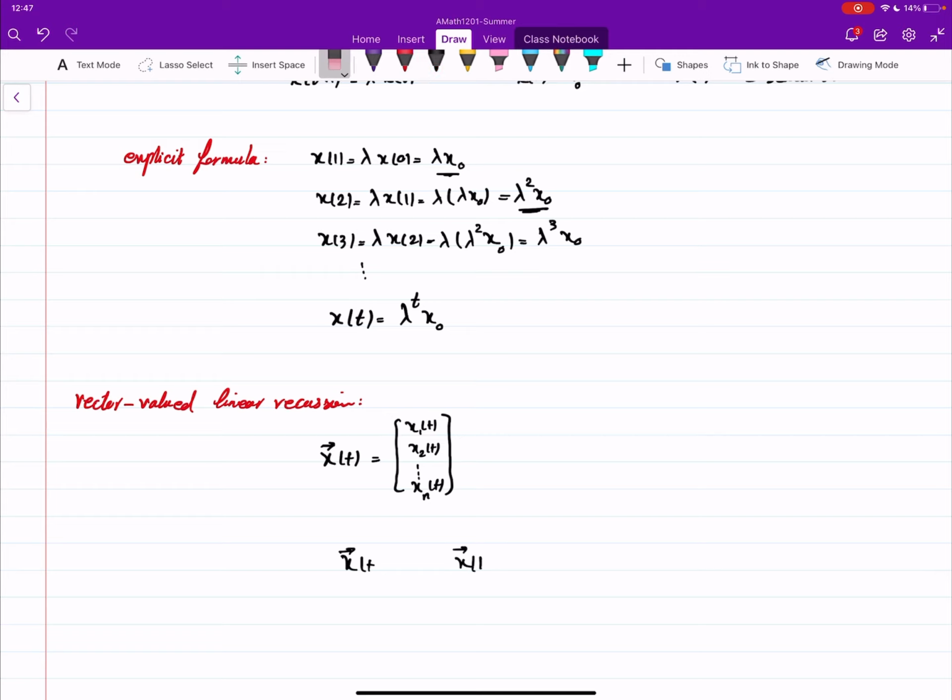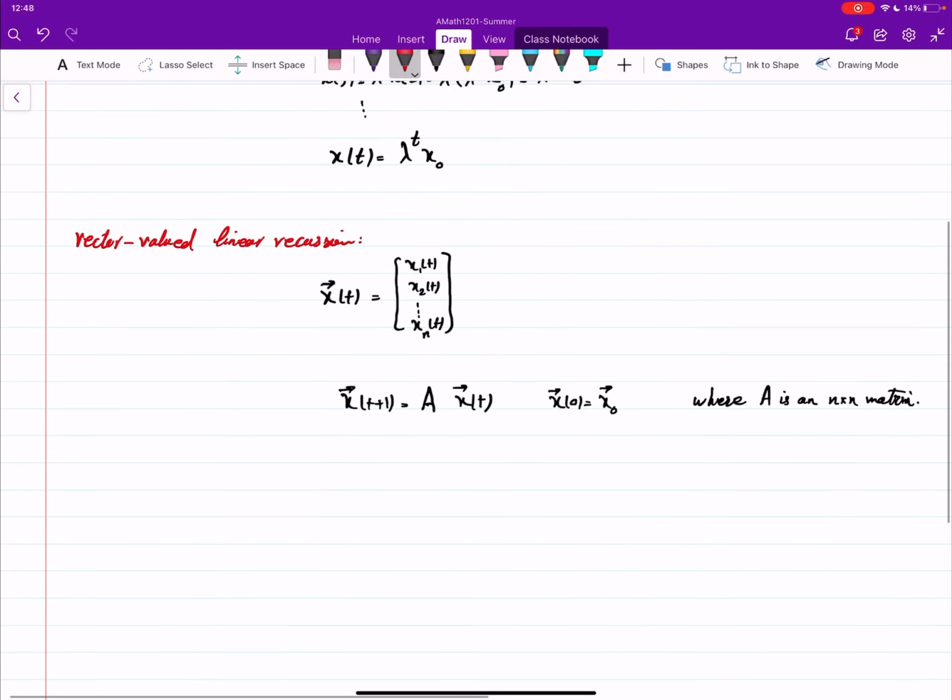So x at t plus 1 is equal to a multiple of x at t. But that multiple doesn't need to be a scalar. It can be a matrix. So my general vector valued linear recursion would be of this form: x at t plus 1 is a matrix, an n by n matrix A, times x at t. And similar to the scalar case, we are given the initial value, so x at t equal to 0 is going to be a vector x0.